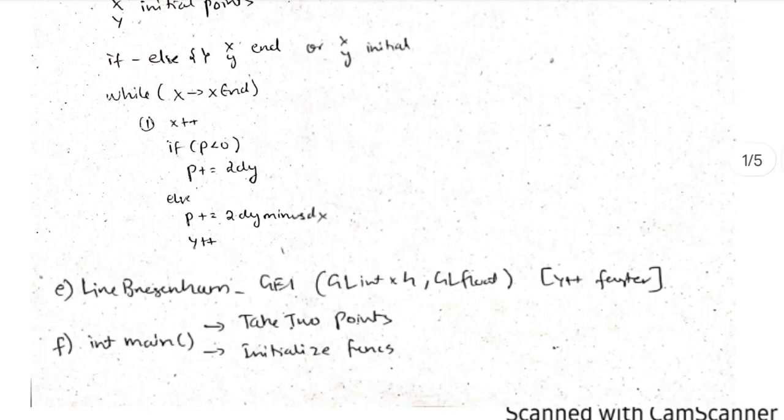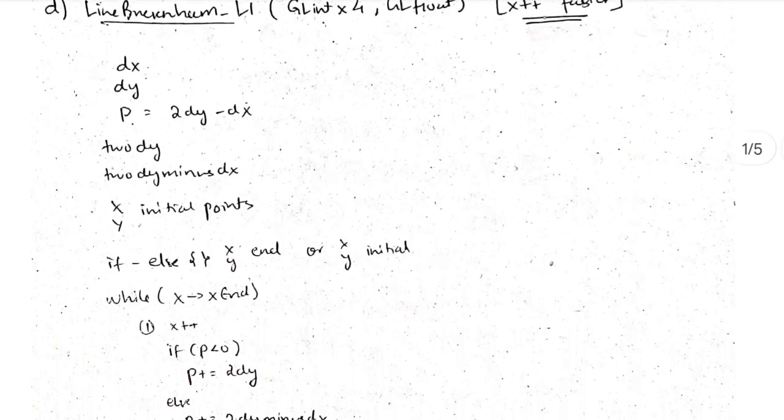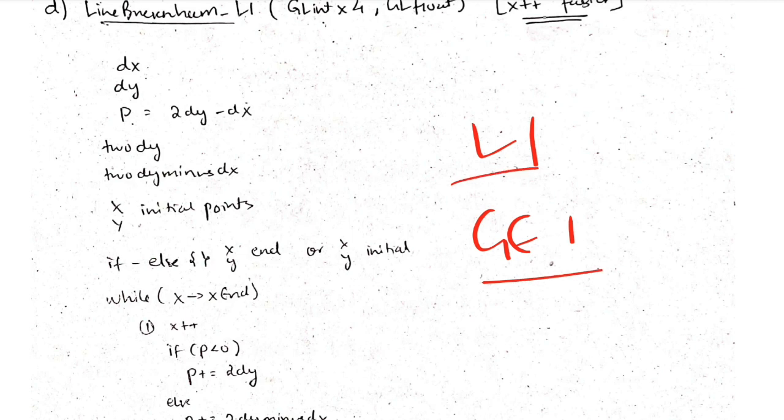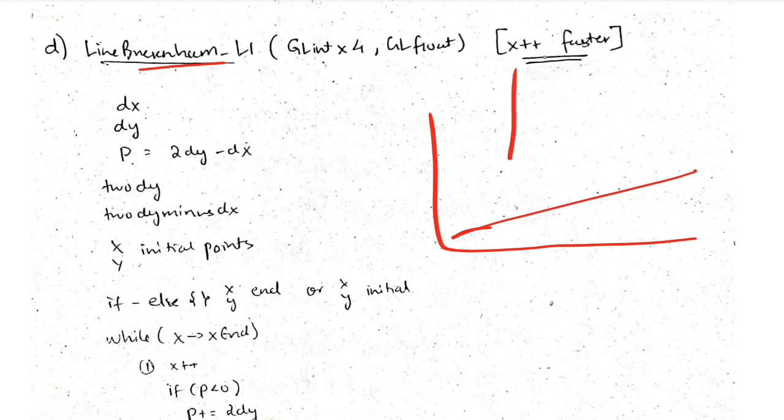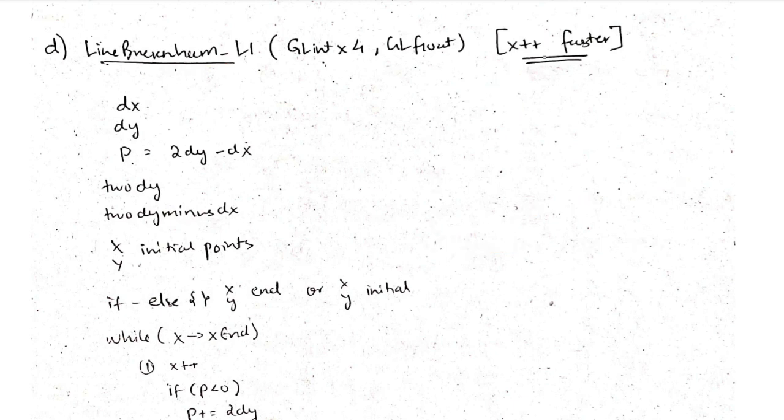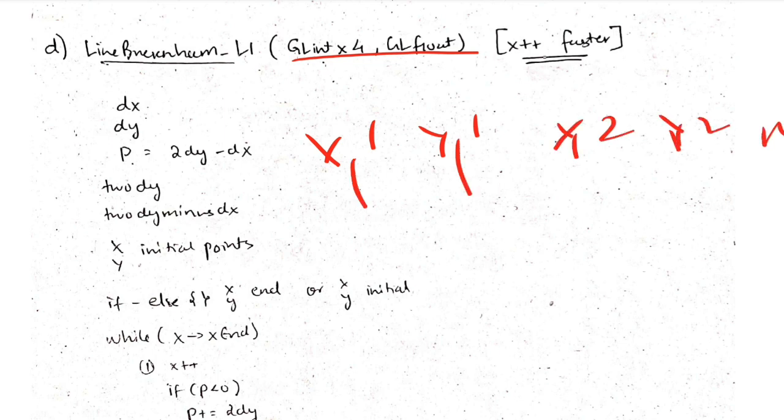We are left with two functions, which are Line Bresenham less than 1 and greater than or equal to 1, right? So in less than 1, what is less than 1? Less than 1 means it is going like this. That means x is incrementing faster than y. So x plus plus you have to do in each iteration. This is the basic thing you need to know. Okay, and what is in the arguments? In arguments we have x1 y1, x2 y2, as well as m. So GLint we'll take 4 times, write GLint GLint GLint GLint, and here we have GLfloat for the m value.